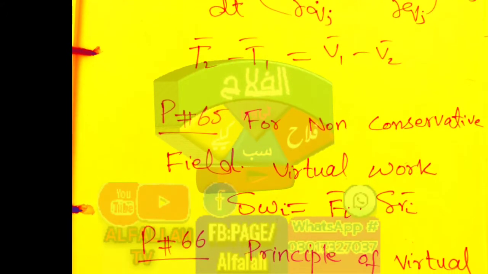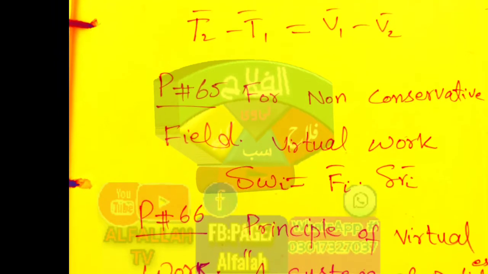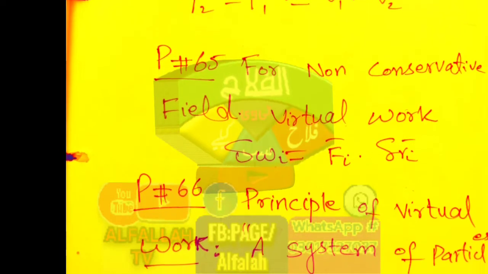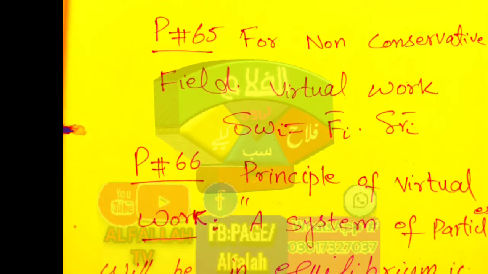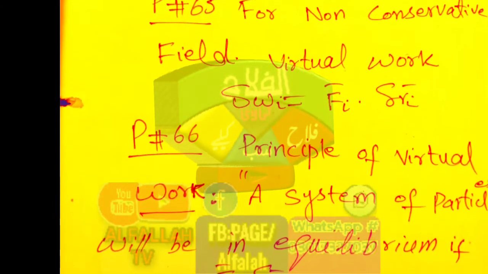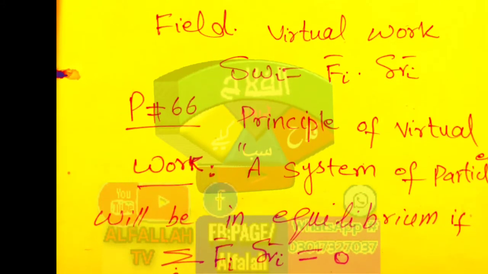Point number 65, for non-conservative field virtual work: sigma W is equal to F_i dot delta r_i. Delta W_i is equal to F_i dot delta r_i. Point number 66, principle of virtual work. A system of particles will be in equilibrium if sigma F_i dot delta r_i is equal to 0.